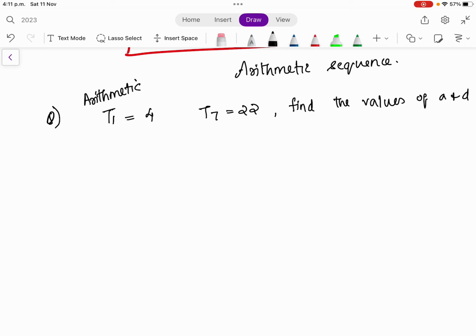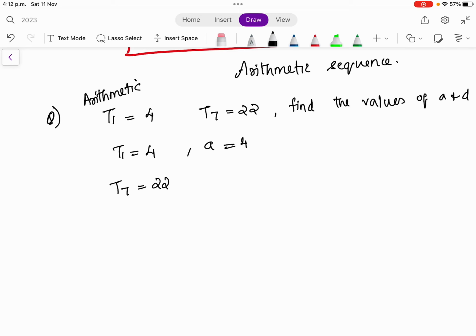Now we know that T1 is equal to 4, which means A is equal to 4. Okay, that is one thing which we know. Then T7 is equal to 22, and you can write a formula for T7.